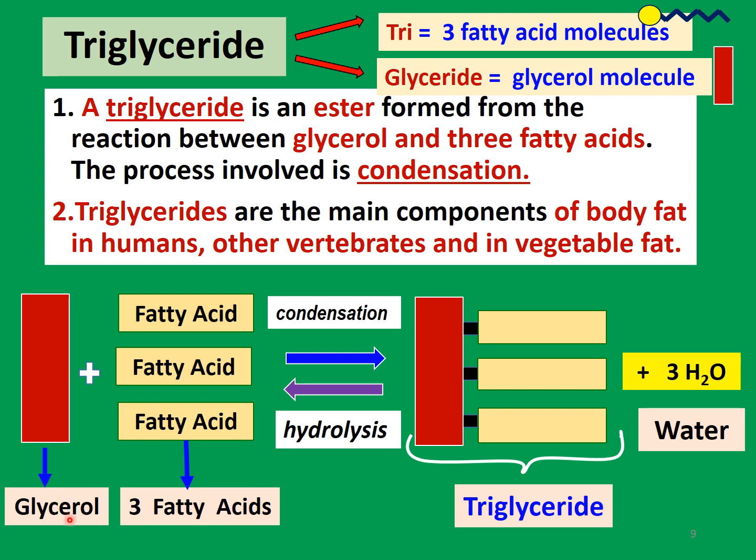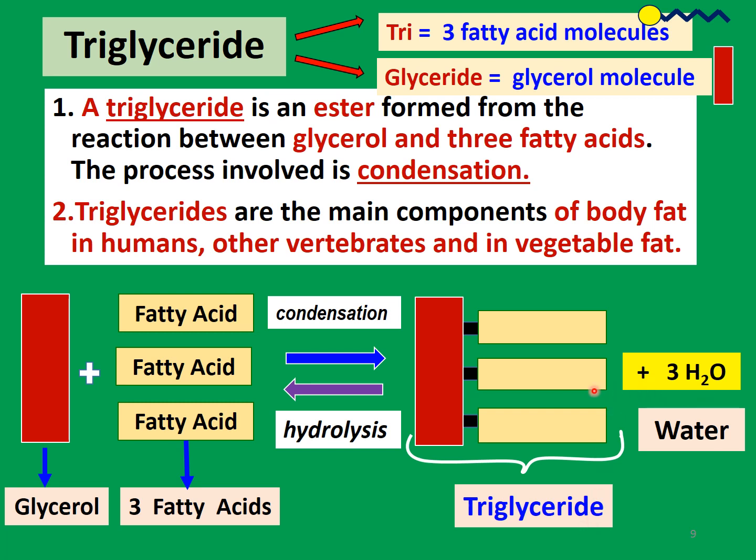Now, let's look at the formation of the triglycerides in more detail. This diagram is quite important for objective question or structured question. So 1 molecule of glycerol, represented by this rectangle, plus 3 molecules of fatty acids. Through condensation, they will combine together to form the more complex molecule of triglyceride, and 3 water molecules are removed.